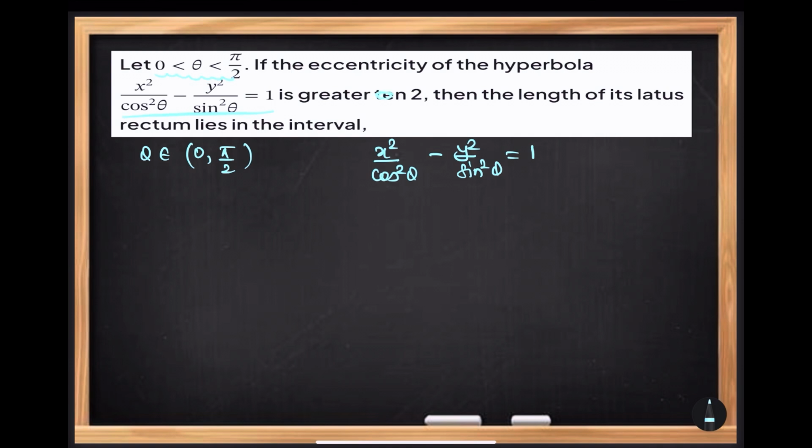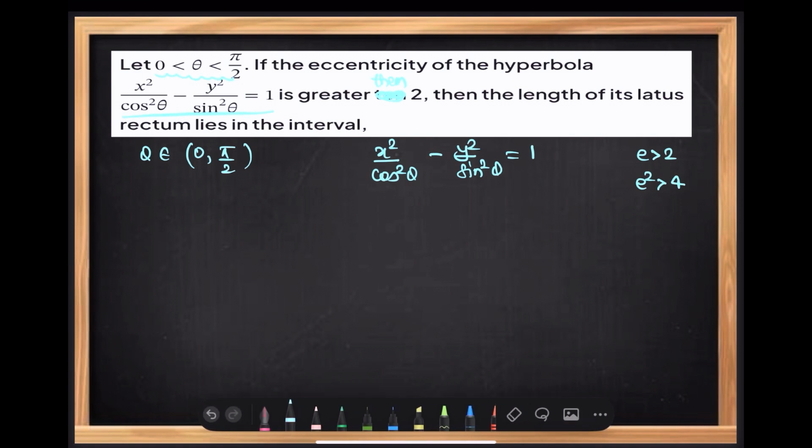Is greater — acha, this is not 10 — this is greater than 2. So eccentricity is greater than 2. So can I say that eccentricity square will be greater than 4? Then the length of its latus rectum is in the interval. So you have to find out the length of the latus rectum. So first proceed.